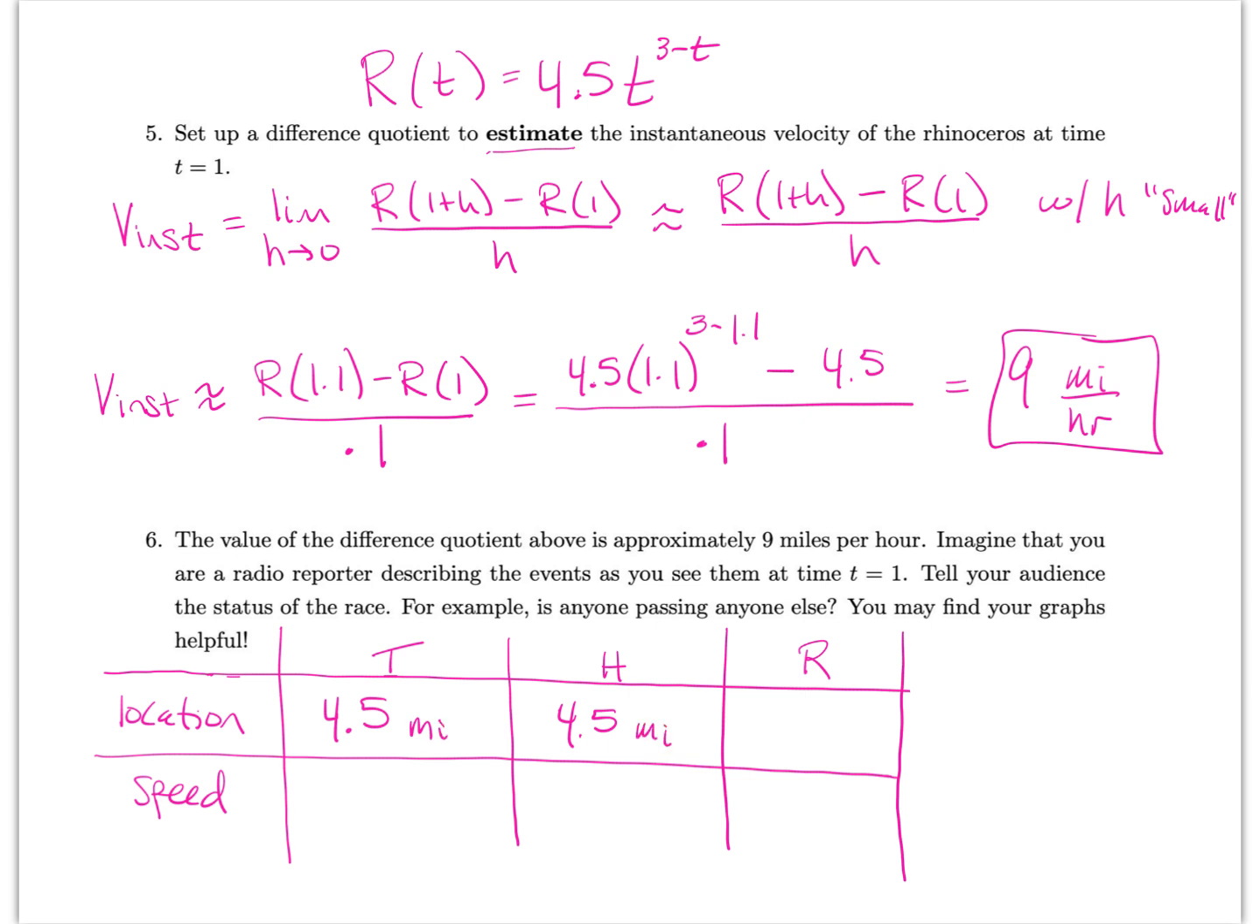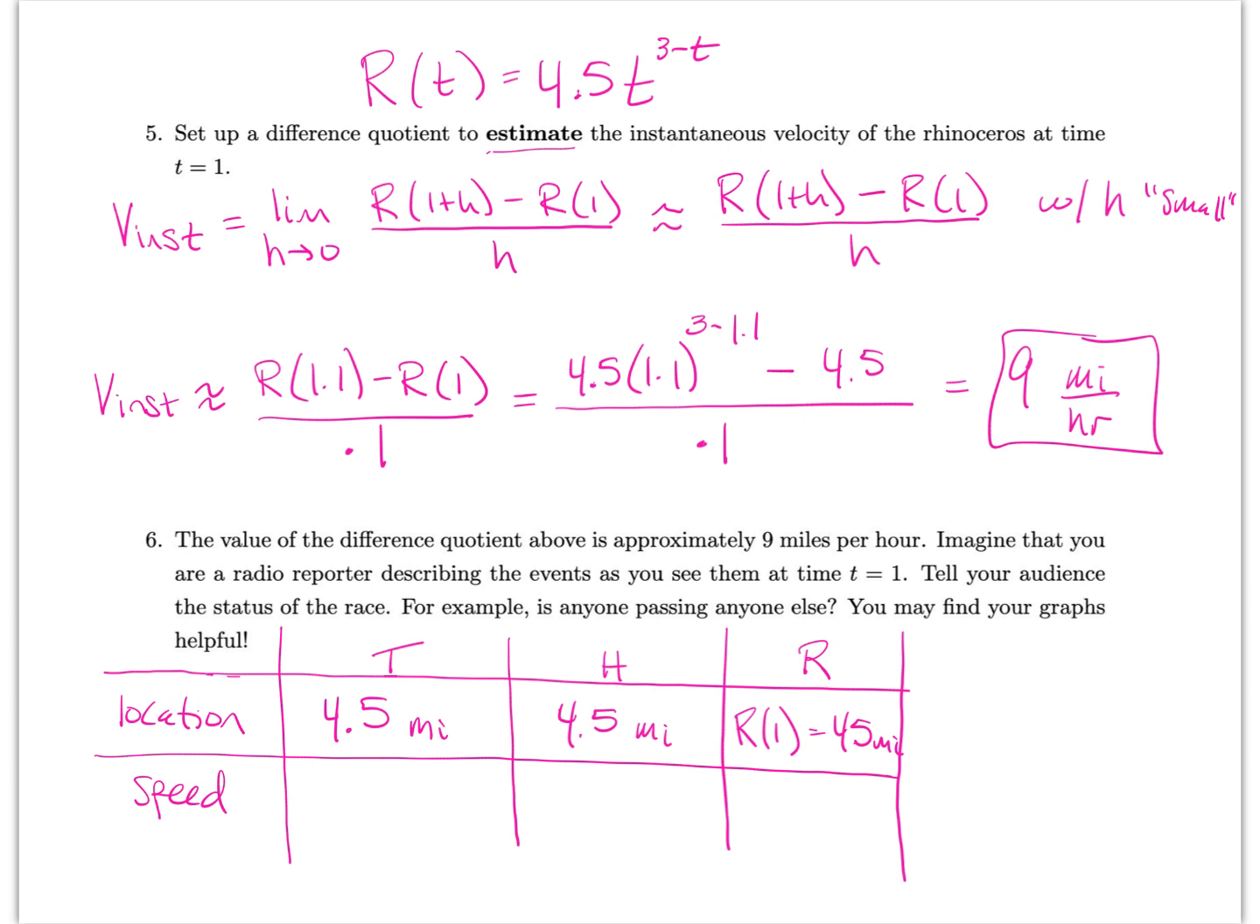And the rhinoceros, we can calculate their location by plugging a 1 into this formula that tells us their distance. So if I plug in a 1 here, I get 4.5 miles. So they're neck and neck, right? At t equals 1, they are tied. Okay, they are all at the exact same location. But who is running fastest? Is anybody running faster or slowing down?